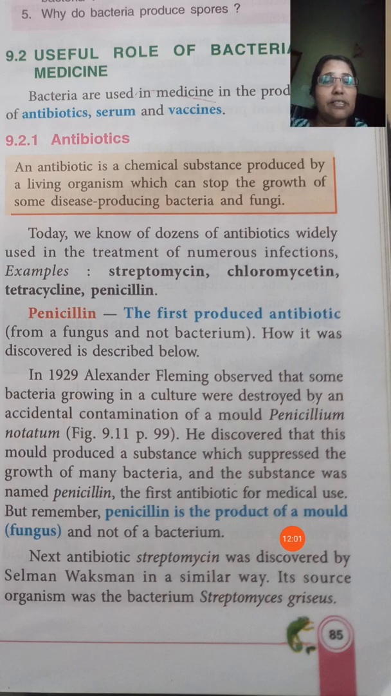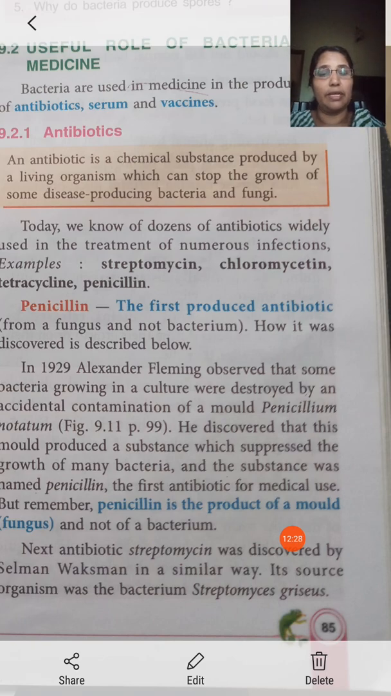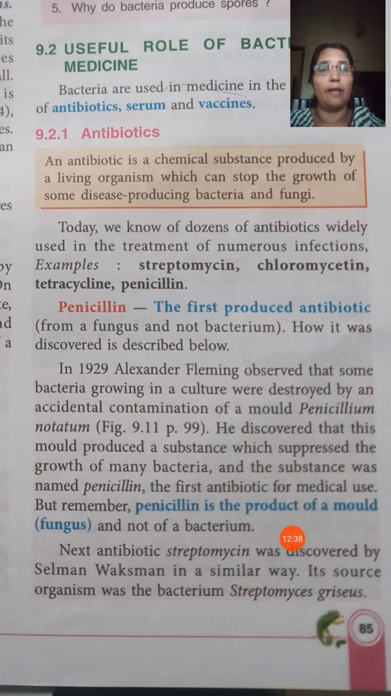Then Alexander Fleming discovered that this mold produced a substance which suppressed the growth of many bacteria, and the substance was named penicillin. That substance is produced by Penicillium notatum, which is the scientific name of that mold. When that culture happened to spill into the bacterial growth, many bacteria were killed by that substance. So he named the substance produced by Penicillium notatum penicillin.